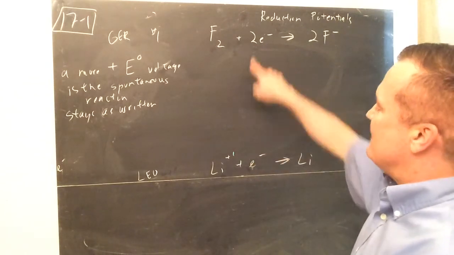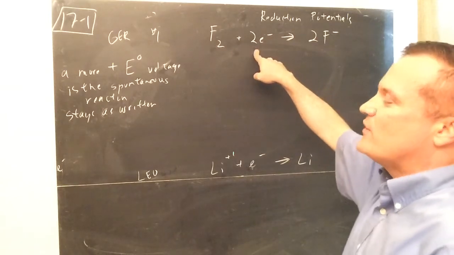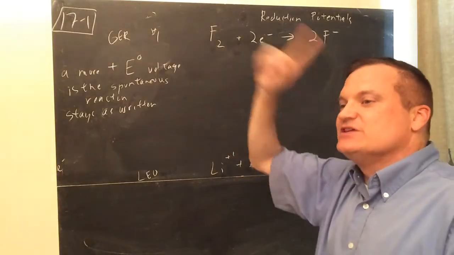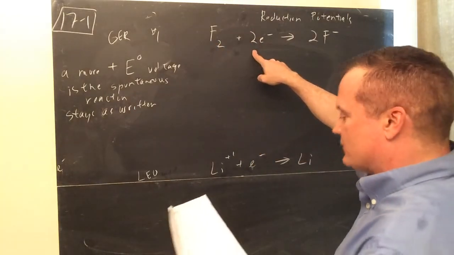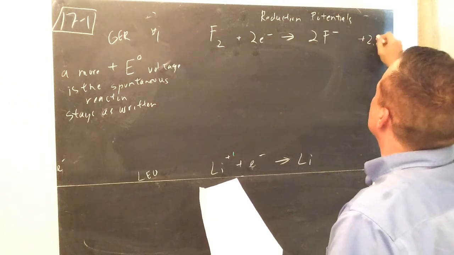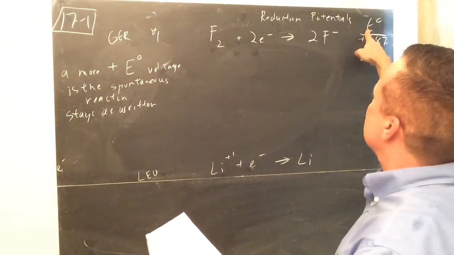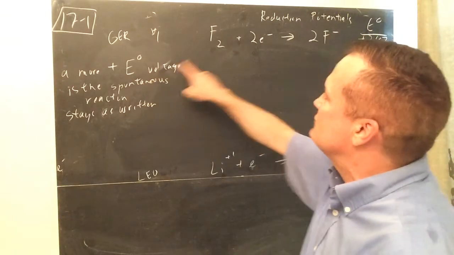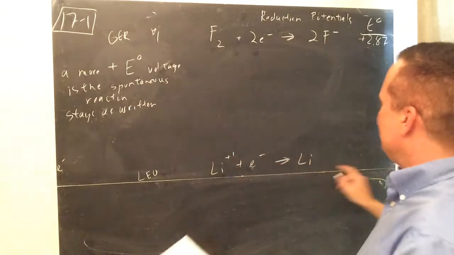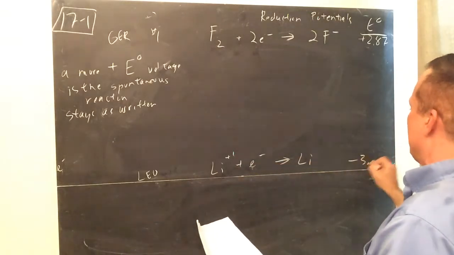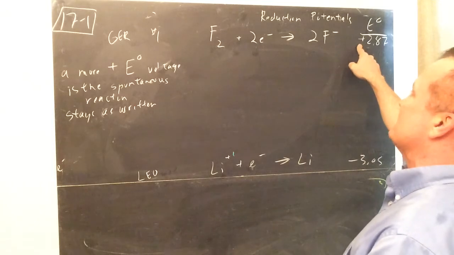This is a reduction, and that's a reduction. This is the number 1 reduction on the list, like the top 100. You know, they always count it backwards. Who's the number 1, the best reduced of all elements? It would be fluorine, because its number is positive 2.87. That's the voltage, the cell potential, they call it. Fluorine is positive 2.87. Lithium, though, look down here, is negative 3.05. Now, what's more positive? Well, obviously fluorine, because it's the only positive one.